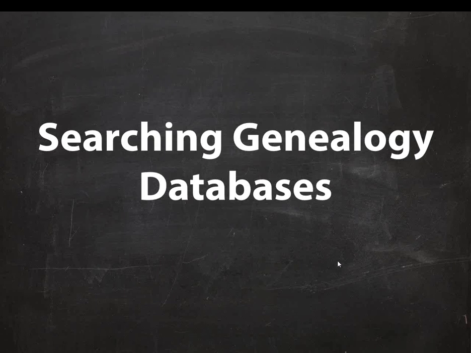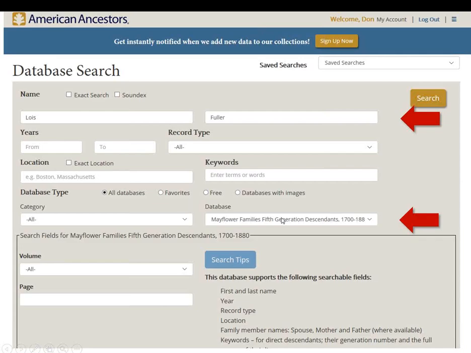So let's turn over to some of the genealogy category databases and what some of the search terms are that are available and the capabilities that you have there. So I'm going to use examples for a few minutes from the Mayflower family's 5th generation descendants, which is now available here. You can see that highlighted in red. And I'm going to do a search for Lois Fuller and a name.